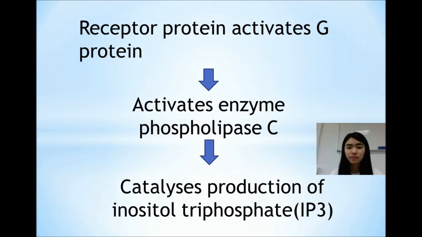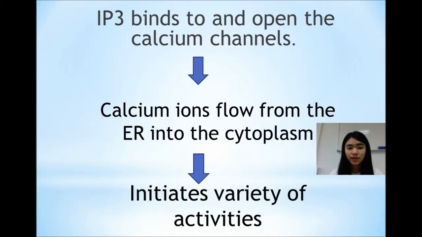In response to a signal molecule, the cell surface receptor protein activates a G protein, which in turn activates the enzyme phospholipase C. The enzyme catalyzes the production of inositol triphosphate, which diffuses through the cytoplasm to the endoplasmic reticulum. Inositol triphosphate binds to and opens the calcium channels, allowing the calcium ion to flow from the endoplasmic reticulum into the cytoplasm. Calcium ion triggers the proteins sensitive to calcium ion to initiate a variety of activities. The active transport of the calcium ion out of the cell is inhibited by a second messenger.